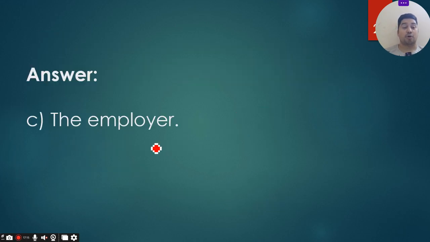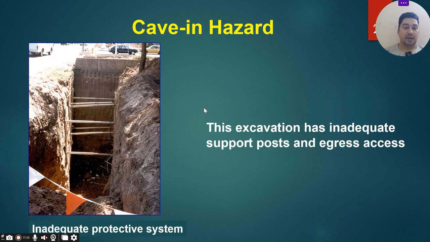It is the employer's responsibility to make sure that the person they hired as a competent person is performing his roles and responsibilities in terms of excavation.